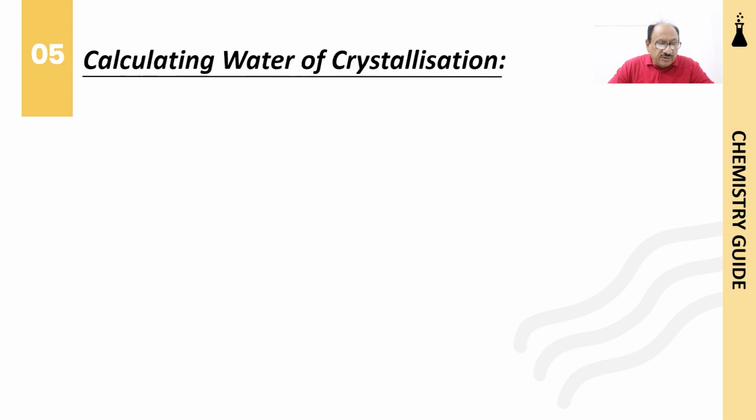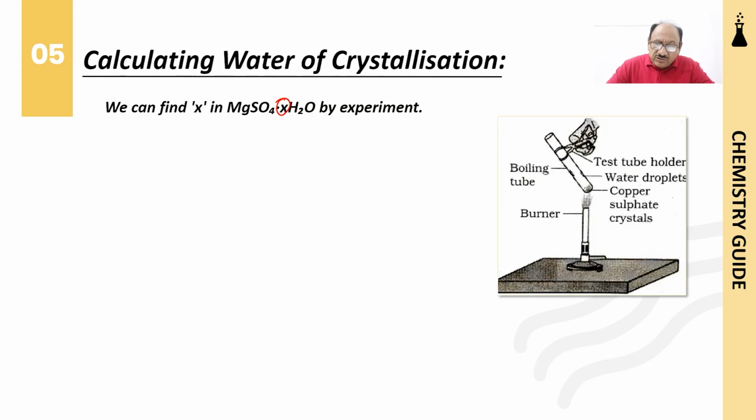Now, how we can calculate the water of crystallization. This is an important segment. A lot of times it comes up in exams. So we can find x, the number of water molecules in MgSO4.xH2O, by experiment. We can have another example of copper sulfate also. This is how we heat and remove the water, and we can do the same calculation for copper sulfate also. In this example, we have taken magnesium sulfate, xH2O.